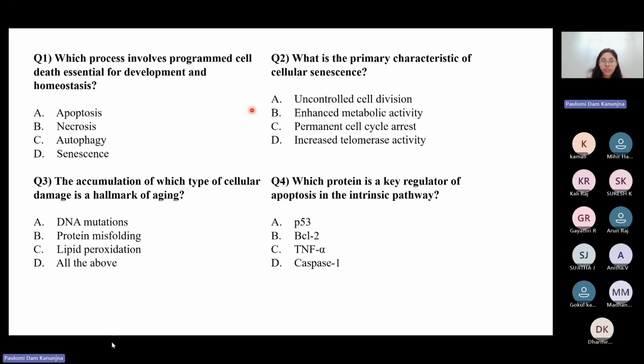Okay, I will give the answer so that we move ahead. Apoptosis, we know already. Permanent cell cycle arrest, we know already. Accumulation of which type of cellular damage? Everything. Protein misfolding, proteostasis. Lipid peroxidation, we know about cellular metabolism, then the nutrient sensing problems, so all of them. DNA mutation, we already know about DNA damage. And the regulator of apoptosis in the intrinsic pathway is BCL2, because we are concerned with the molecules that are involved in regulating it. BCL2, we know, basically prevents mitochondrial permeabilization.